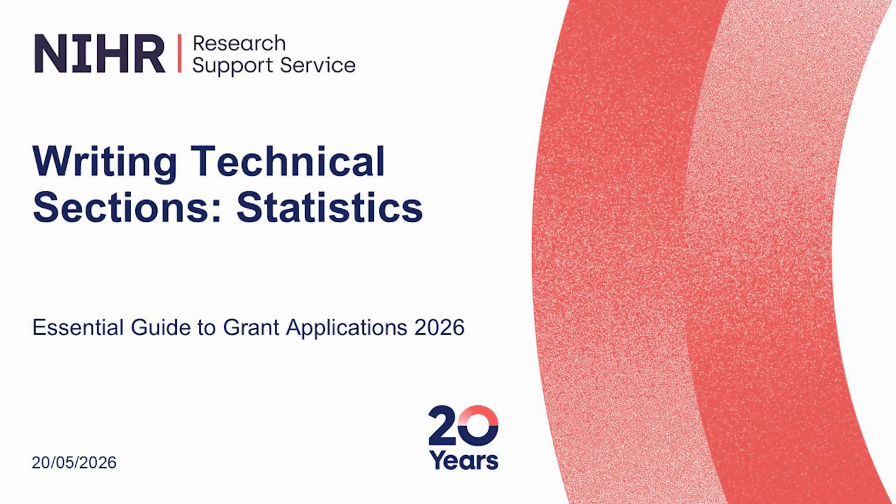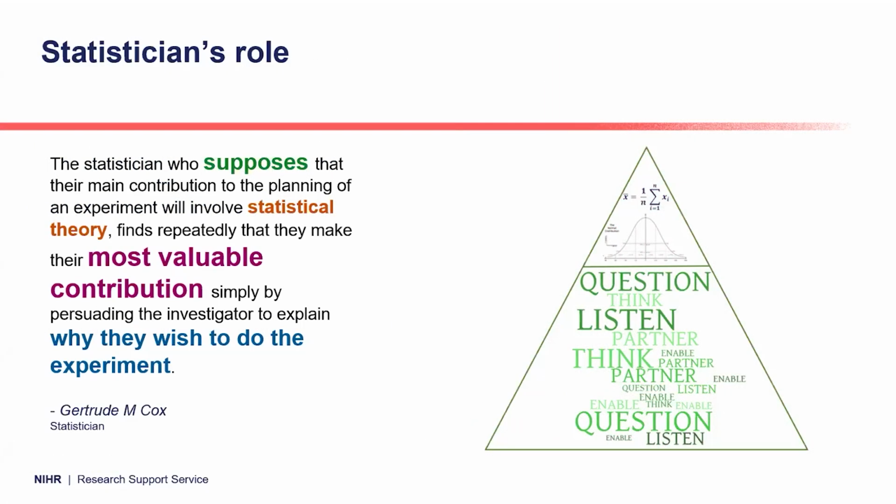I'd like to start with a quote by Gertrude Cox. She was a famous American statistician born in the 1900s. And Gertrude is saying that statisticians might think that they're mainly going to contribute to the statistical theory when helping you to plan a study, but in fact their most valuable contribution is encouraging the investigator to explain why they want to do the study.